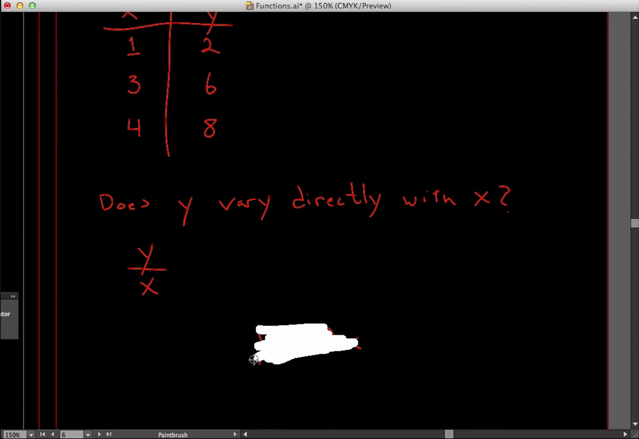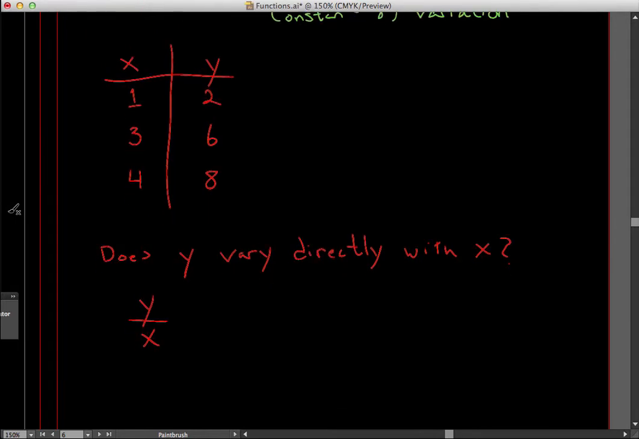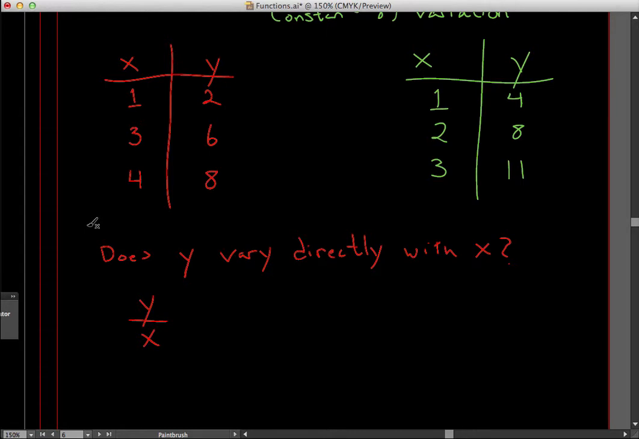Okay. So say we're given a different table and we're asked the same question. Let's imagine the table x, y, and we have 1, 2, and 3, and then these correspond to values of 4, 8, and 11. Now we're asked the same question: does y vary directly with x? All right, well, let's see. Let's try to figure out the constant of variation.